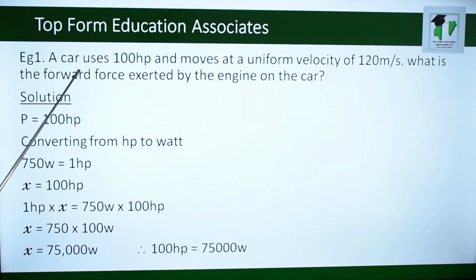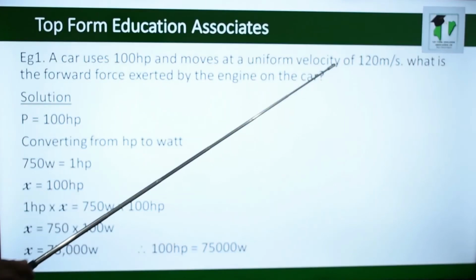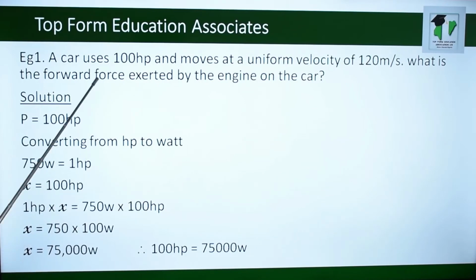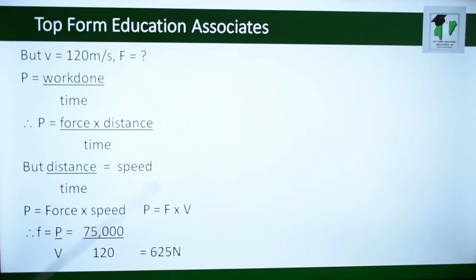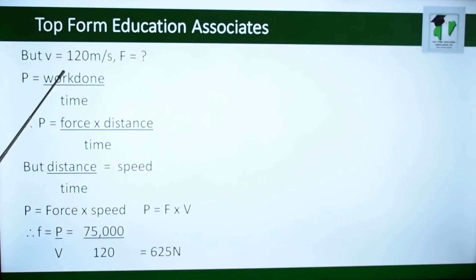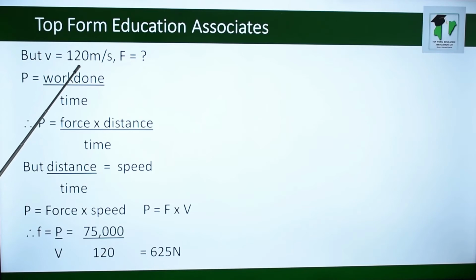So you're asking this question: a car uses 100 horsepower and moves at a uniform velocity of this. What is the forward force? You have to get the force exerted by the engine on the car. But V, the velocity given to you, is equal to 120 meters per second. What is the force? Recall that power is equal to work done over time.